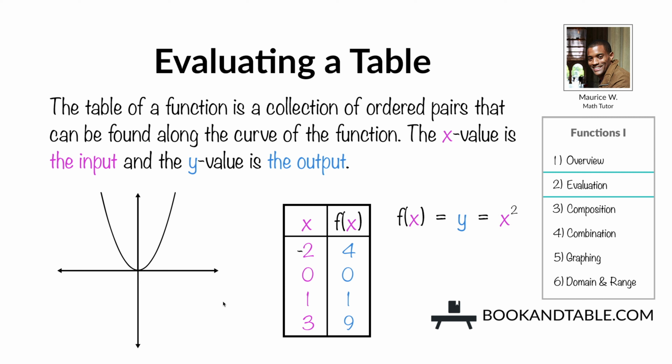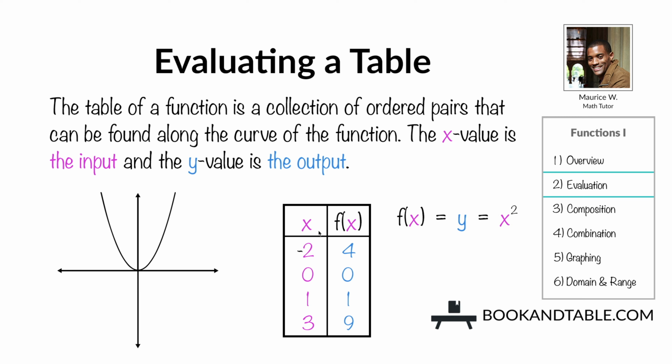The table of a function is a collection of ordered pairs that can be found along the curve of the function. The x value is the input and the y value is the output. So we have some function and we have ordered pairs from that function. We have the input, which is the x value, and the output, which is the y. But a lot of times for a table, the y is replaced with f of x since they are equal to each other. It is the y value for a specific x along that function.